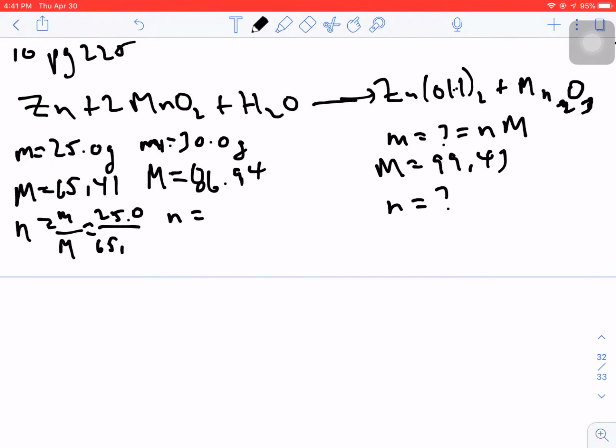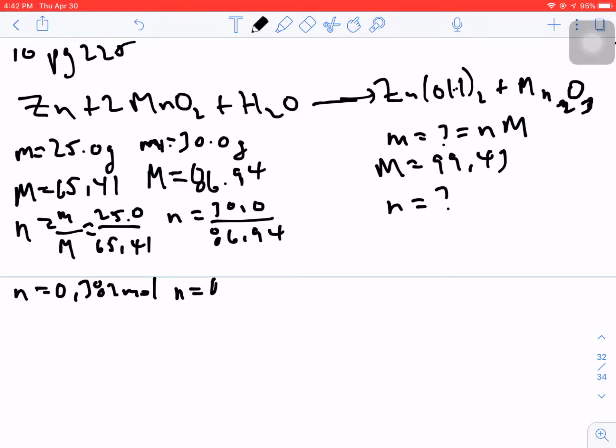So I can calculate my number of moles, 0.382 moles. And for my MnO2, I have 30 grams divided by 86.94. I'm getting 0.345 moles.